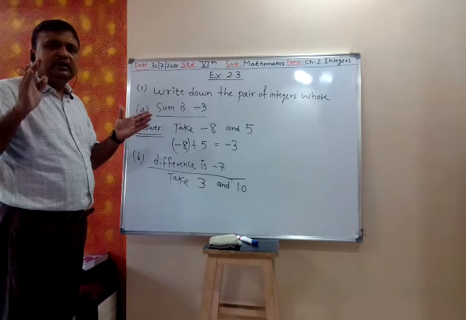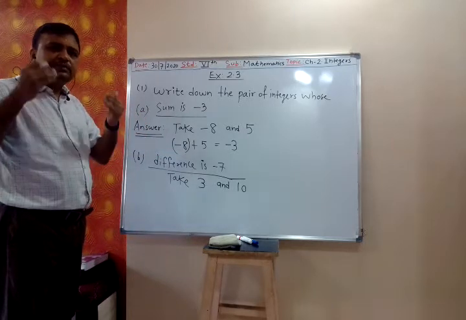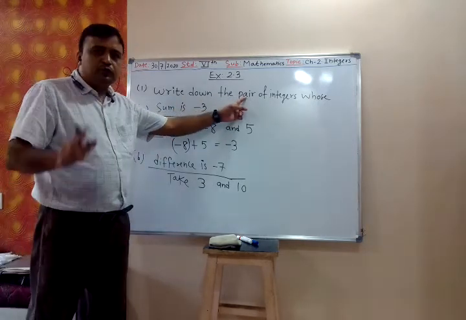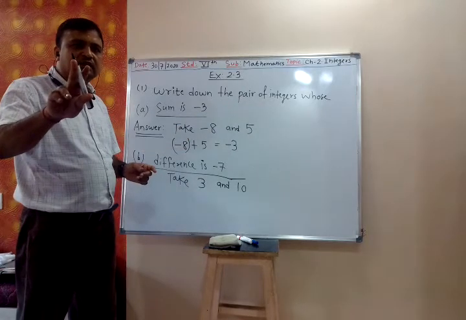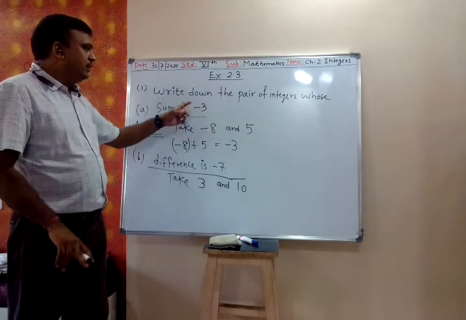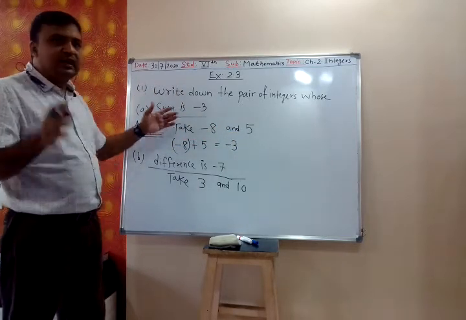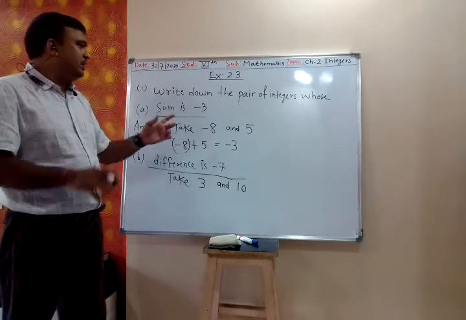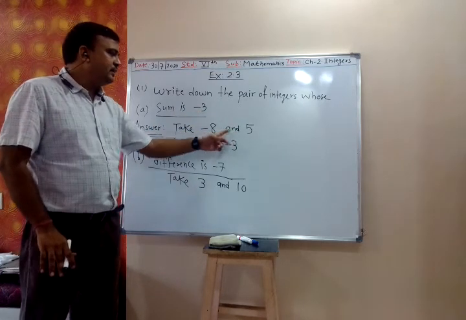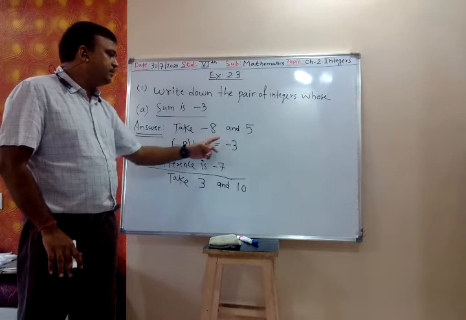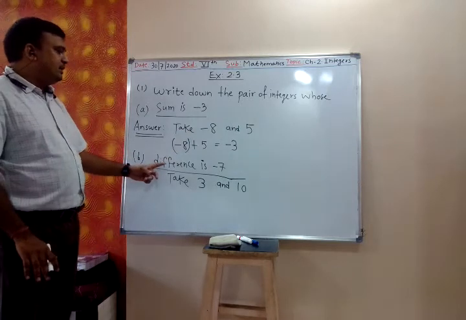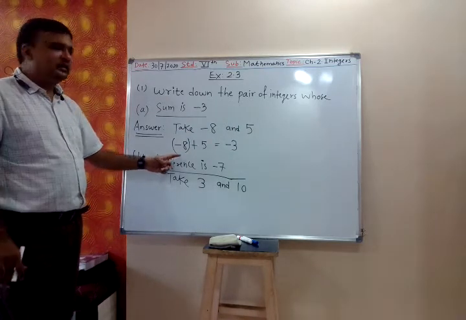You are not listening to what I am saying. I am using simple language. Pair means 2. Find two integers. So I have taken -8 and 5. Now the condition is given. When you add both the integers, sum means addition, the answer must be -3. When we add -8 and 5, we get minus 3. So the integers are minus 8 and 5. Now next is difference. Difference means subtraction. It is minus 7.